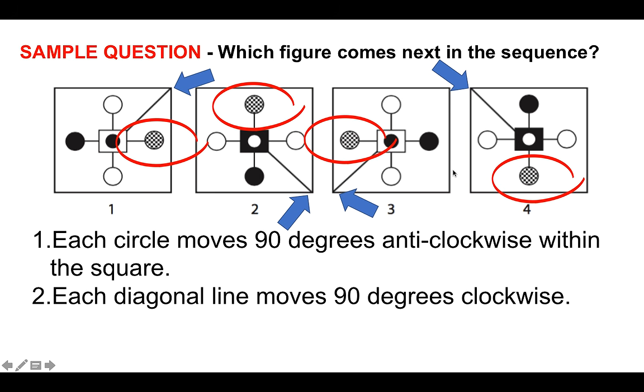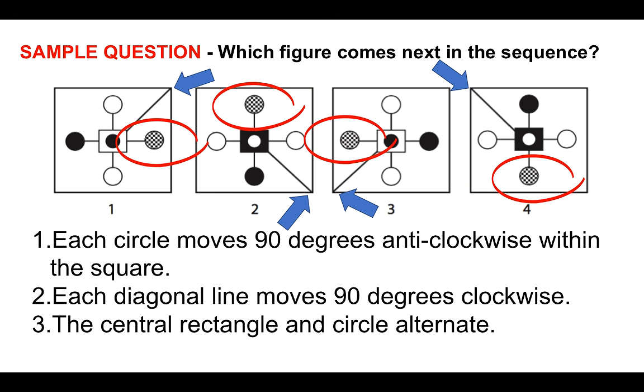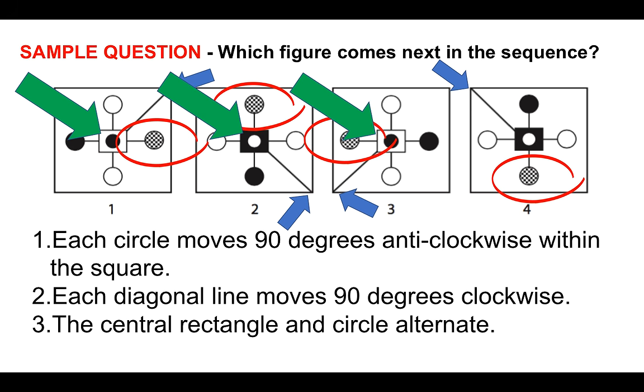Okay, so next one, number 3, you'll see that the central rectangle and circle alternate colours. If you look there, you have a white rectangle with a black circle. There you have a black rectangle with a white circle. It alternates again and alternates. Therefore, we are going to be looking in the answer for a white rectangle with a black circle. So it's 3 things that we're looking out for there.